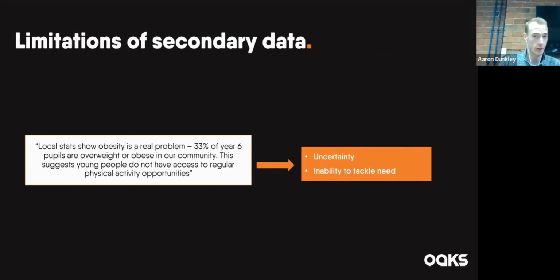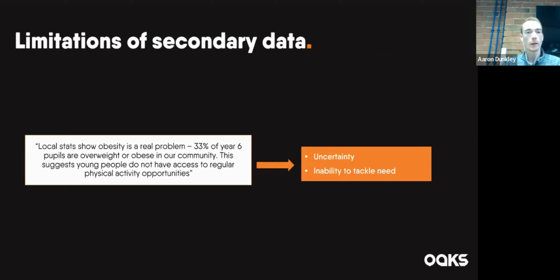First of all, the word "suggests" there, it's doing a lot of heavy lifting. So there's an uncertainty about what is actually causing the challenge. The assumption is it is a lack of physical activity that's causing that issue, but there might be plenty of physical activity opportunities. It might be that they come at a cost, or it might be a high prevalence of unhealthy food places or something like this.